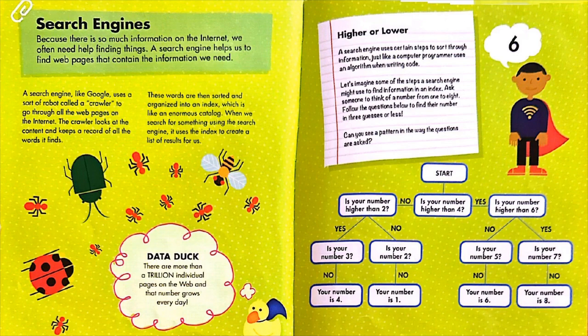Higher or lower. A search engine uses certain steps to sort the information, just like a computer programmer uses an algorithm when writing code.